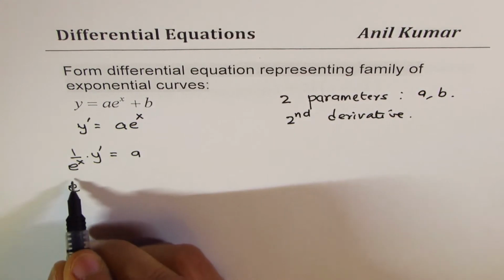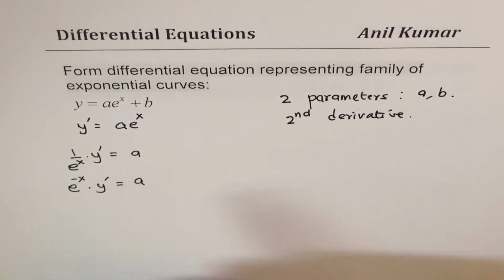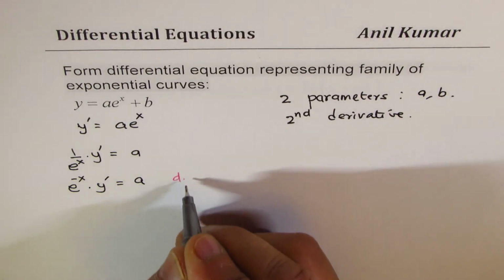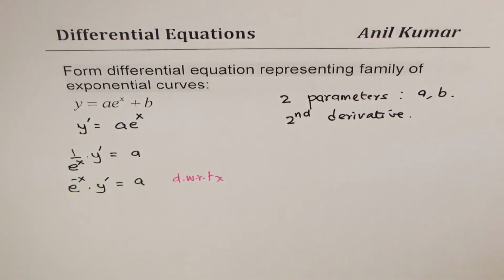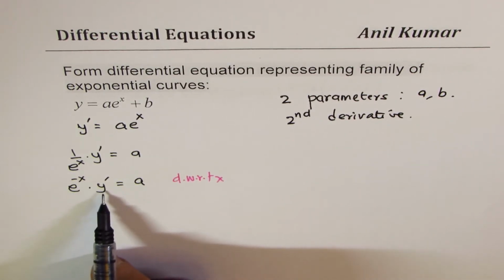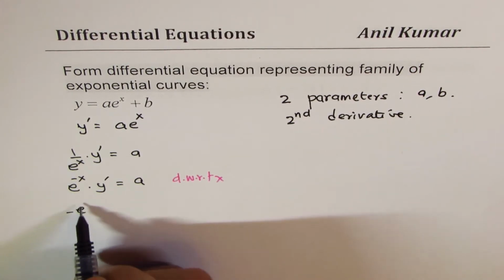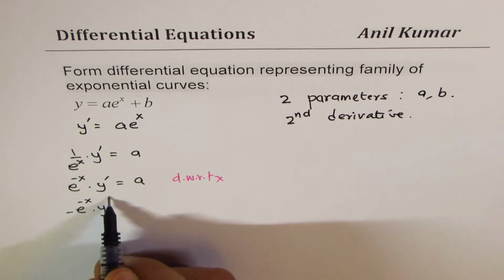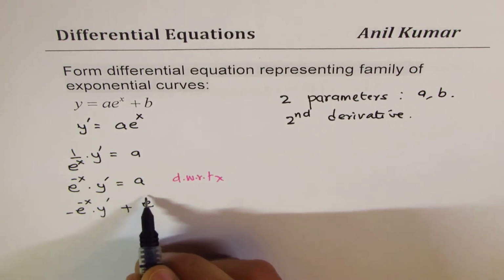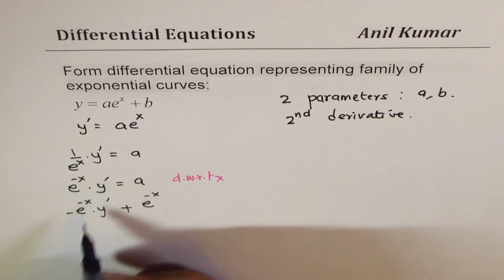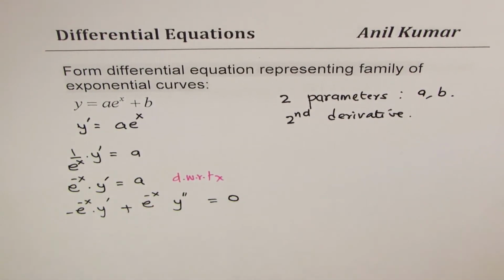Which is as good as writing e to the power of minus x times the first derivative of y equals a. Now if I differentiate with respect to x, I eliminate a. Do you see that? Correct? So we'll apply the product rule here and differentiate. The derivative of the first part will be minus e to the power of minus x times y dash, plus the derivative of the second part: e to the power of minus x, and the derivative of y dash is y double dash, correct? Is equal to 0. Do you get it?